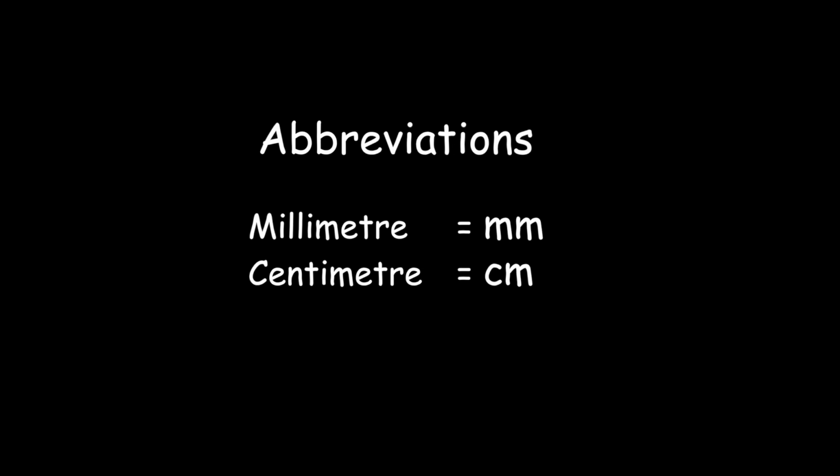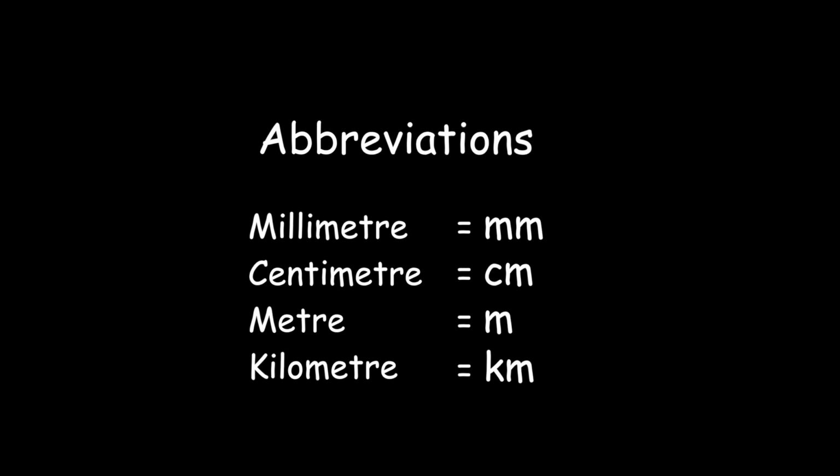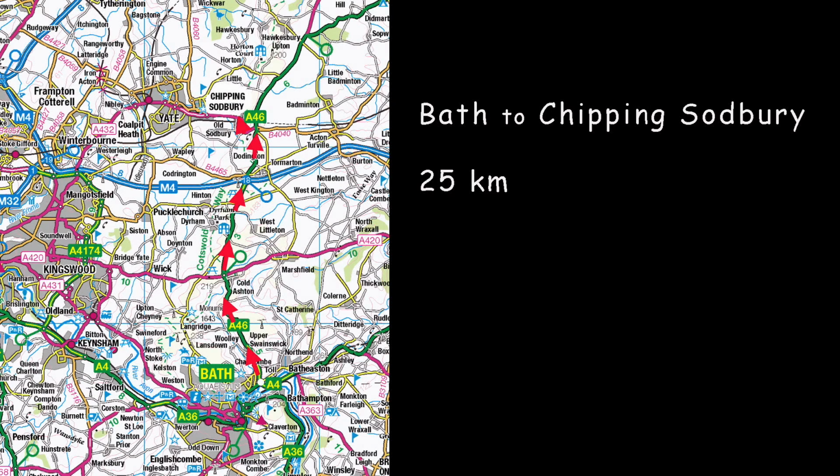The abbreviations for these measurements are millimetre is mm, centimetre is cm, metre equals m, and we'll add the abbreviation for a kilometre, which is km. Incidentally, there are 1,000 metres in a kilometre. You use kilometres, for example, in describing the distances between towns. Many countries use kilometres in this way. Such distances in the United Kingdom and the United States of America are still measured in miles, using the old imperial system of measurement.